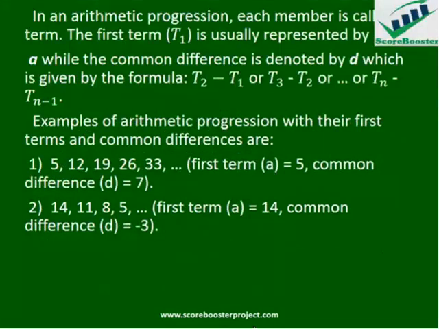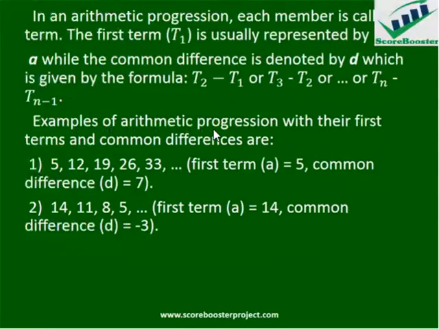In an arithmetic progression, each member is called a term. The first term, that is the first number in that particular sequence, T1, is usually represented by A. You represent the first term, T1, by A, while the common difference, that is the unique difference between its terms, is denoted by D, which is given by the formula: either you subtract the first term from the second term, or the second term from the third, or the n minus 1 term from the nth term, which will give you the same result.